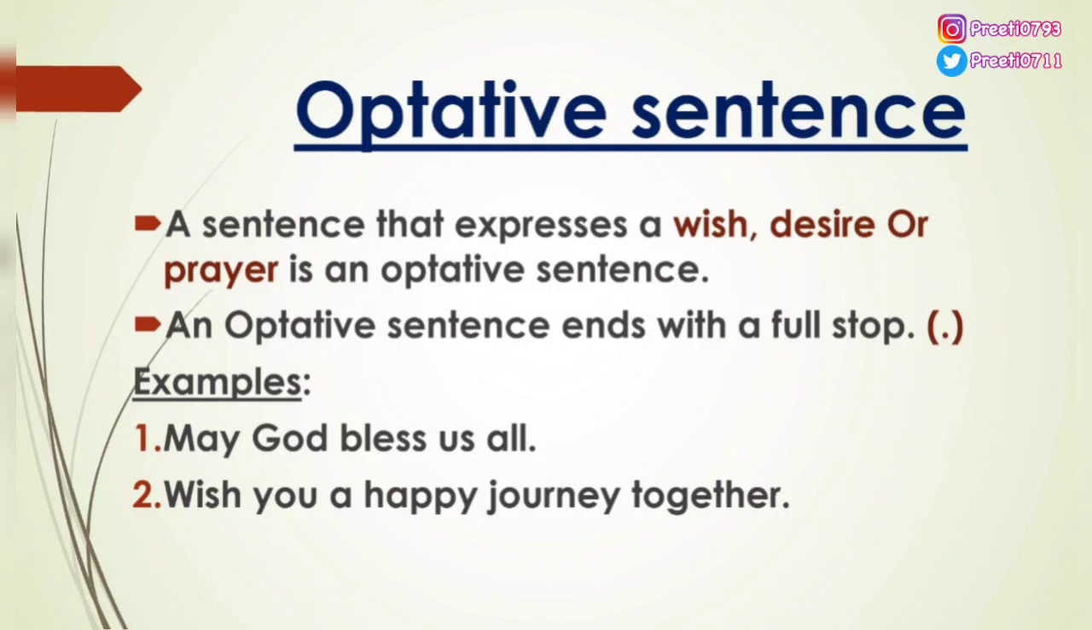Now look at the sentences for further clarification. It says, may God bless us all. Wish you a happy journey together. So these are those sentences where you are expressing your wish or desire. Okay, for an instance, if you are wishing someone happy birthday, you will be saying, wishing you a very happy birthday. So such sentences are under optative sentence. If you say to someone, may God bless you, these are the desires or prayers of someone. So these sentences come under the category of optative sentence.